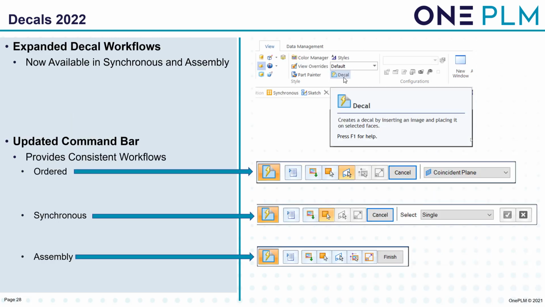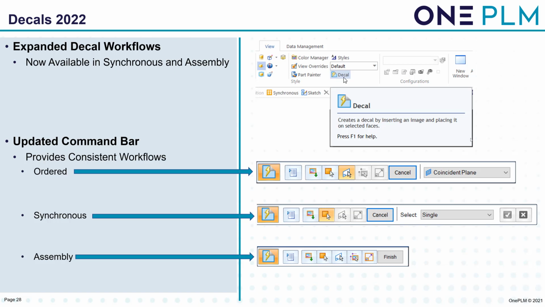So decals in 2022. So 2021 we had decals, but we had just one style where it just kind of pushed it onto the surface, but didn't wrap around the surface. Now 2022 we've added it in both synchronous modeling and assembly modeling. So ever so slightly different depending on ordered synchronous and assembly.